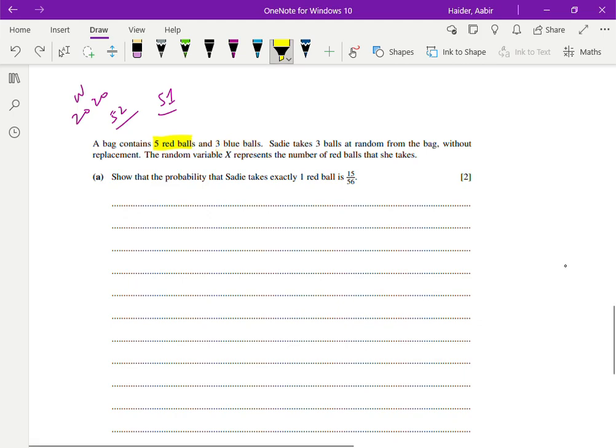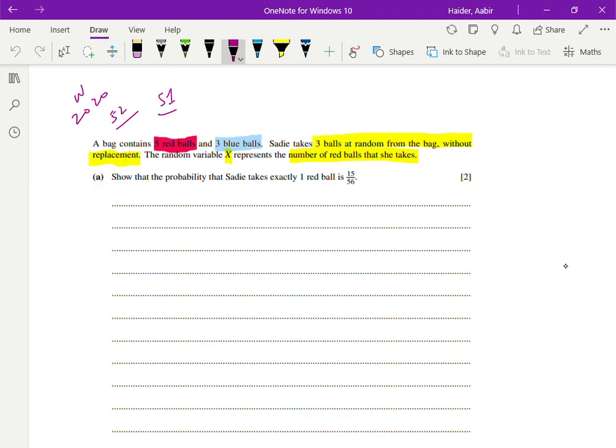So you can have it like this. Why not go with 5 red, and why not go with 3 blues? Okay, 3 blue balls, but this is not clear. We should use a lighter one. Okay, Sadi takes 3 balls at random from the bag without replacement. Okay, without replacement. And the random variable x represents the number of red balls that she takes.